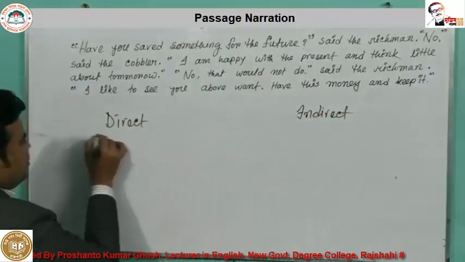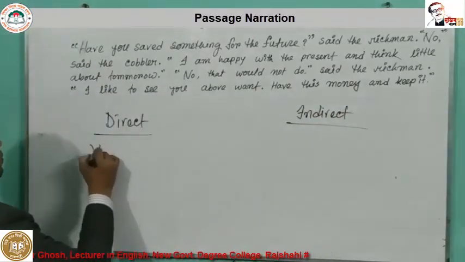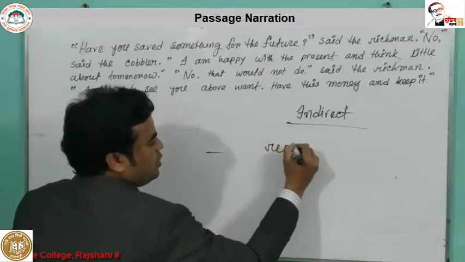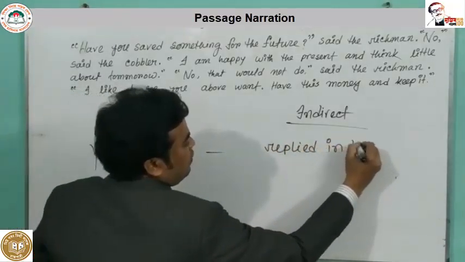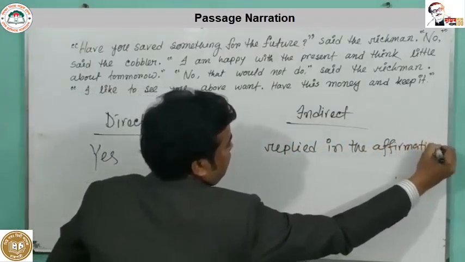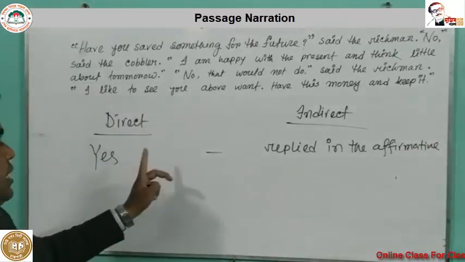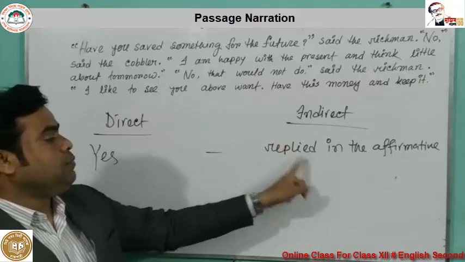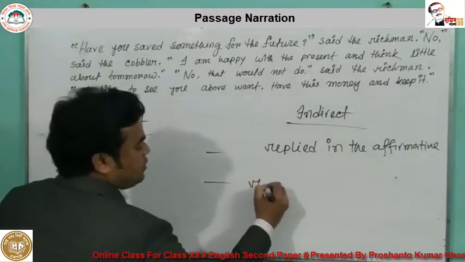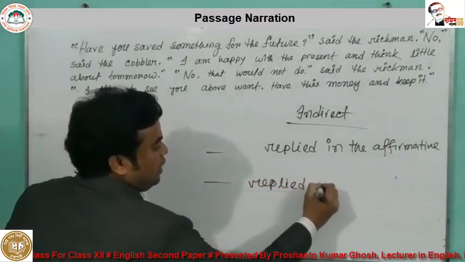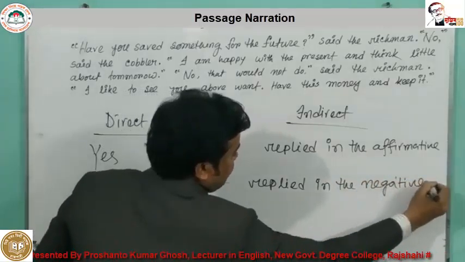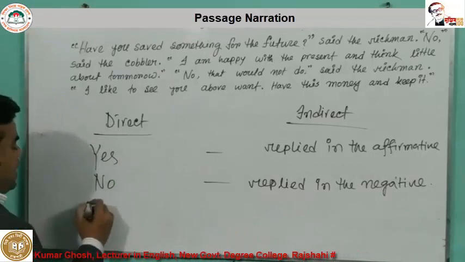Regarding the passage, if there is a "yes" in direct form, you just have to use "replied in the affirmative" in indirect form. And "no", you know very well, becomes "replied in the negative".